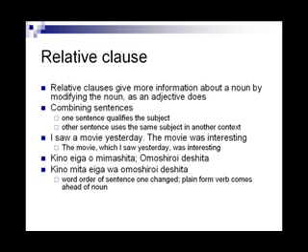Relative clauses are the ones which give more information about a noun by modifying the noun with something like an adjective. It is a way of combining two sentences where one of the sentences is meant to qualify the subject while the other sentence uses the subject in yet another context. Look at this English example. I saw a movie yesterday and the movie was interesting.